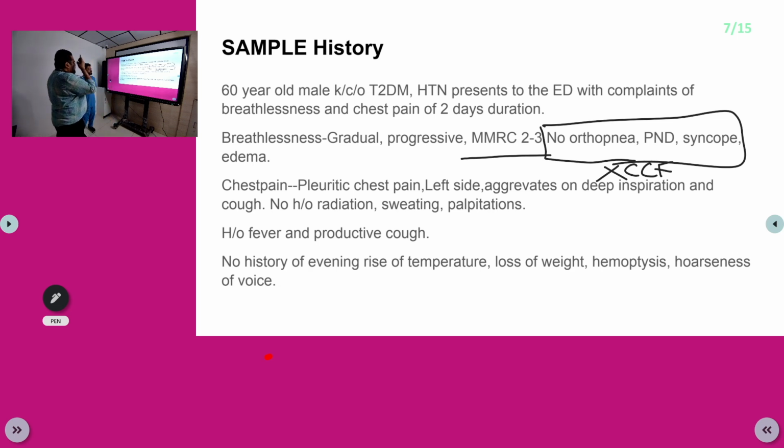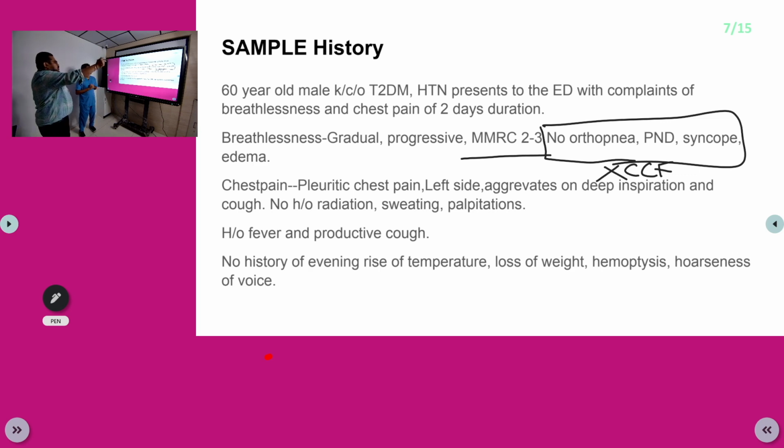What is classically this paroxysmal nocturnal dyspnea? How will the patient come? How will you ask the history? So in the middle of the night, the patient is having severe breathlessness. The patient might have gone to sleep. After some time, the pulmonary hypertension increases and the patient suddenly wakes up from the bed and goes to the window for getting some fresh air, and he improves. So that is a classical history of PND.